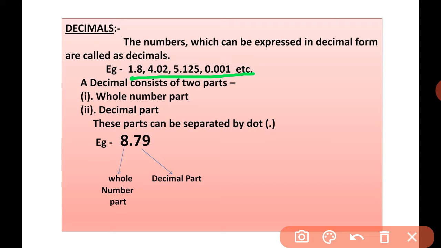A decimal consists of two parts. Basically in decimal there are two parts: one is the whole number part and the other is the decimal part. In this you can see 8.79. Here 8 is the whole number part and 79 is the decimal part. Now after this, see next.